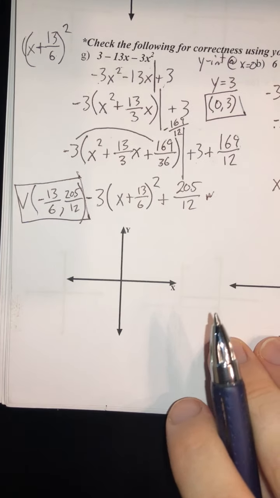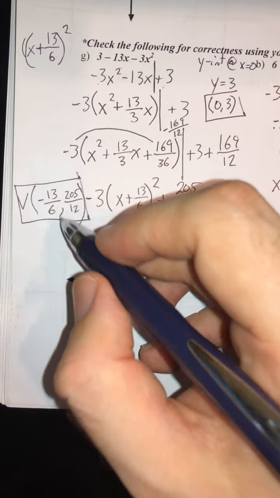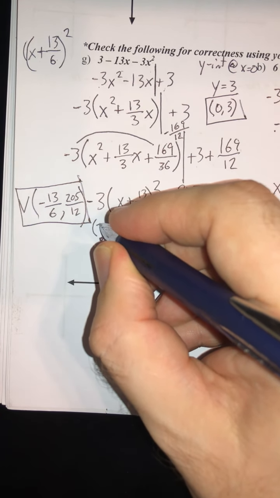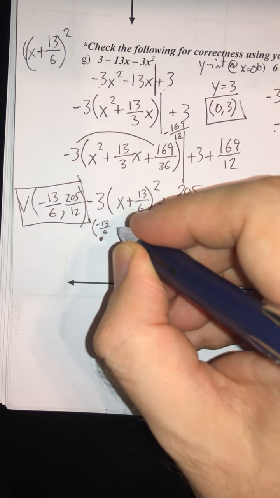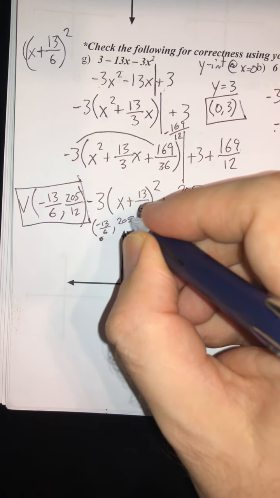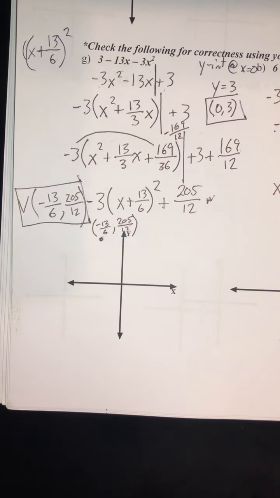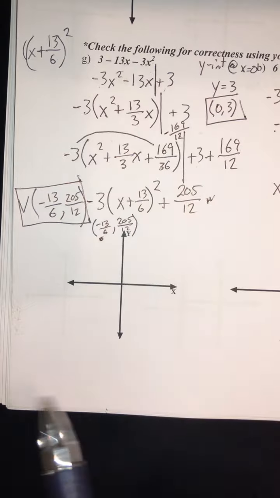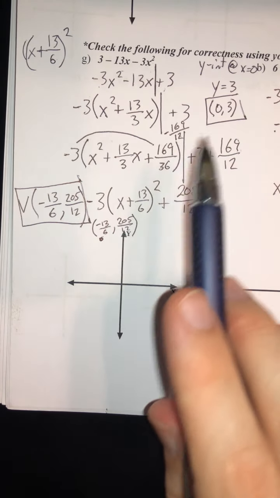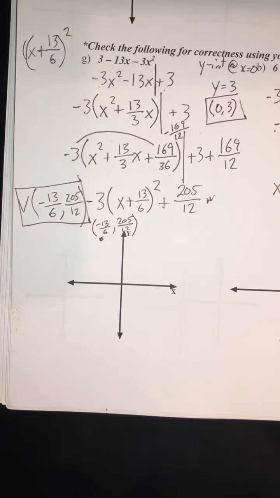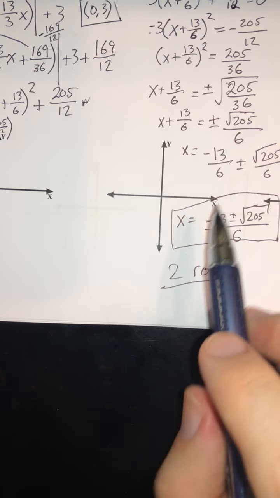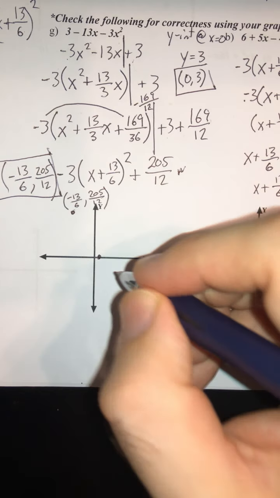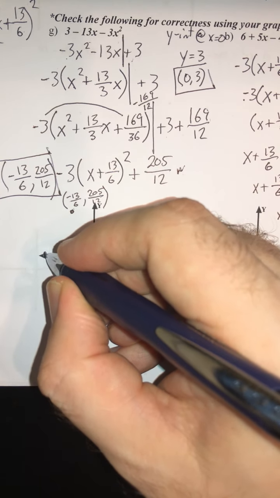So taking each of these points. The vertex is up here. This is negative 13 over 6, 205 over 12. And because it's a negative here, I know it's opening down. Plus it tells me it has roots. So I've got a root, again, just plug this into your calculator, get a decimal to approximate it. So I'm going to get a point that's here, just slightly on the positive side, a point that's over here.